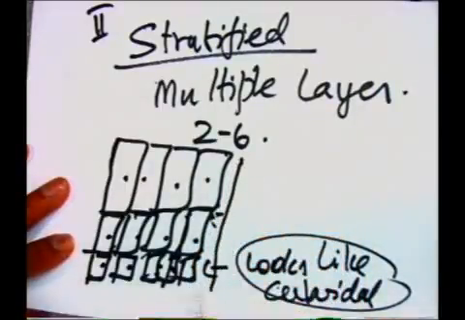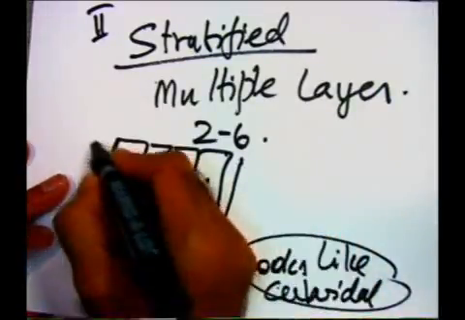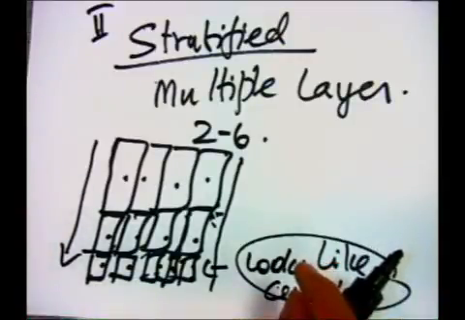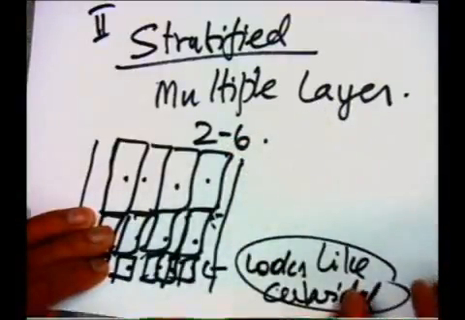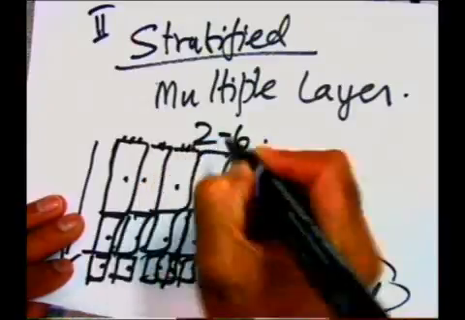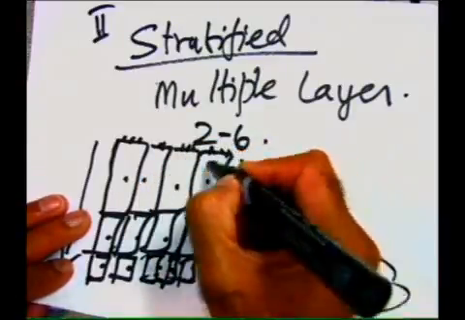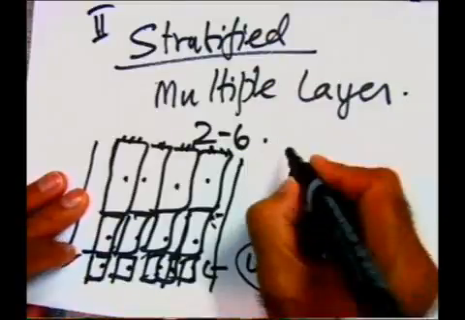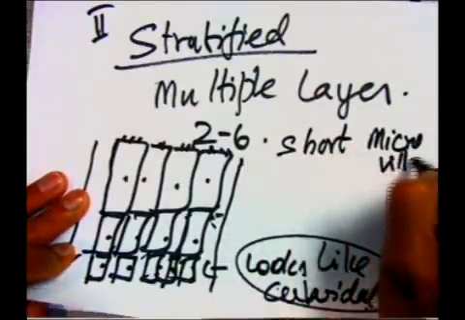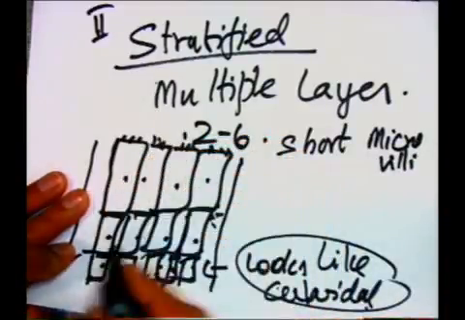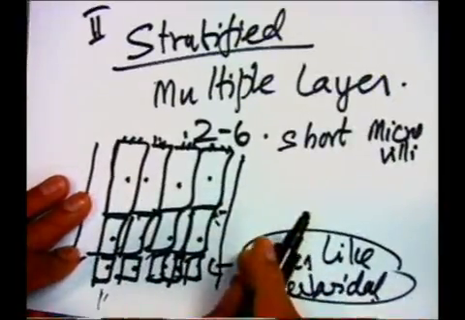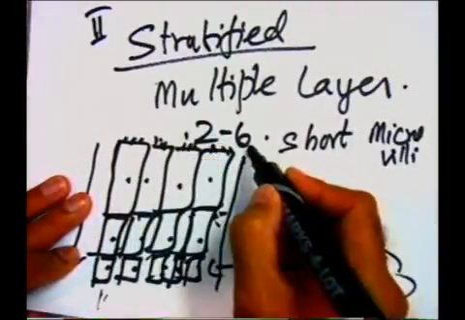So it is a multiple layer, 3 layer or 6 layer. So when you go down, it looks like a cuboidal cell. You also find on the free surface small microvilli. It's not long like in the GI tract, but you can call them short microvilli on the free surface. This is the basal one where the columnar cells are. Because it's a multiple layer, short microvilli are present here.